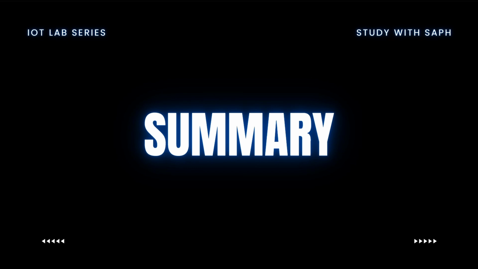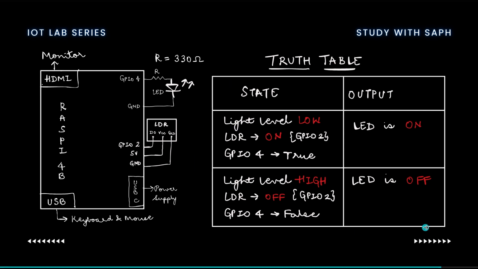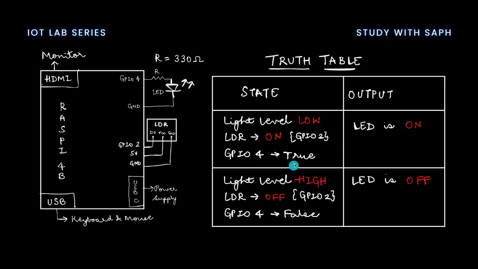To quickly summarize the learnings of this particular experiment, on the left is the circuit diagram required for the experiment, and based on the working video seen, this is the truth table that can be formulated. Whenever the level of the light intensity is low, we say that the LDR is turned on, that is, the state of GPIO pin 2 is true. In that case, GPIO pin 4 also gets activated, and since an LED is connected to GPIO pin 4, the LED turns on as the output.